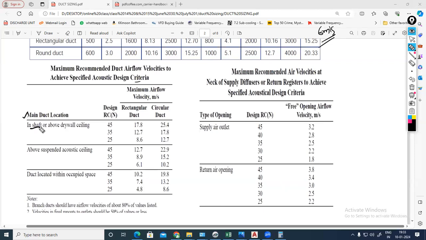Main duct location in shaft or above drywall ceiling means the duct is going within the building shaft, concealed within the shaft, or if the duct is exposed above the roof, exposed duct, or above drywall ceiling, means you have a false ceiling, but the false ceiling is plaster of Paris. It is not a perforated grid ceiling. Fully closed drywall ceiling. That's the first condition. The second, if the duct is going above a suspended acoustic ceiling. You have a false ceiling, but just above the false ceiling, as a layer, we will be providing acoustic insulation. Why? To prevent the reverberation and reflection of sound.